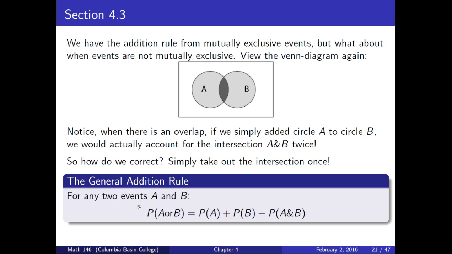So what that gives us is the general rule for addition. If you have any two events A and B, the probability of A or B is always going to be the probability of A plus the probability of B, and then subtract off the intersection right here. This is a general rule, and it applies for any events, not necessarily mutually exclusive events. So it's nice, it's more general.